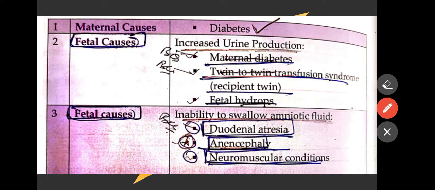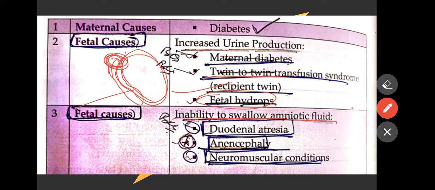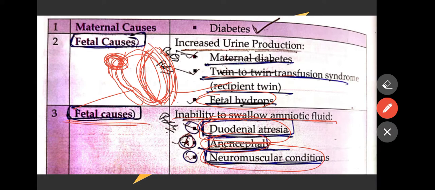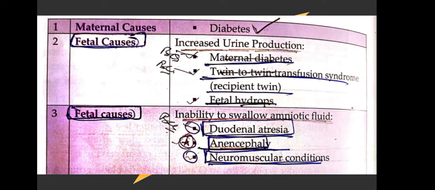Another condition which contributes to polyhydramnios is fetal hydrops, and the fetal causes include inability to swallow amniotic fluid. Let's suppose this is the fetus. The fetus swallows the amniotic fluid and then excretes it, so in this way the circle occurs. But what happens when the fetus is not swallowing amniotic fluid? That fluid will accumulate and the condition of polyhydramnios will develop. It is because of duodenal atresia, anencephaly, or neuromuscular conditions. The fetus will not swallow the amniotic fluid and polyhydramnios will develop. So in this way this condition develops.